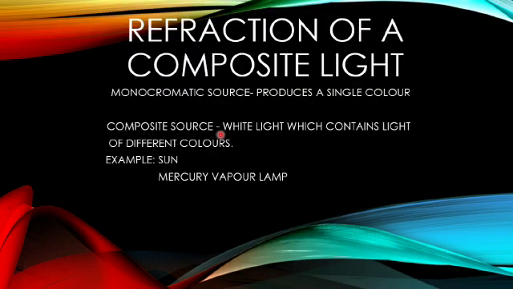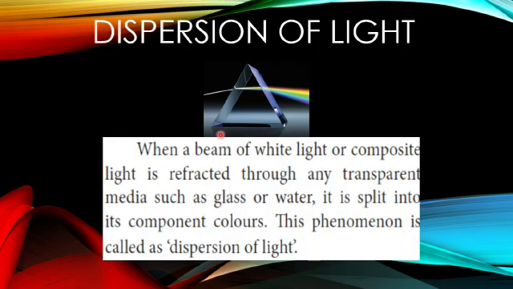Refraction of a composite light. If a source of light produces light of a single color, it is known as a monochromatic source. A white light which contains light of different colors is known as a composite source of light. Example, sun, mercury vapor lamp. Dispersion of light. What is dispersion of light? The splitting of white light into different colors when it passes through a glass prism.